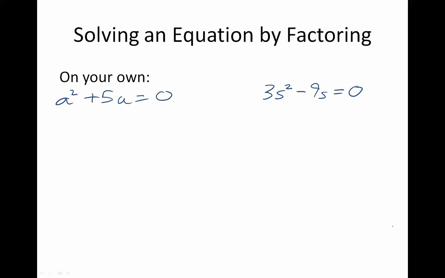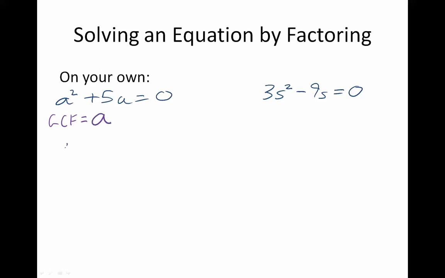All right, so here's the problems that I had you doing on your own. Let's go ahead and do them together here. a squared plus 5a equals 0. Let's find the greatest common factor. I'm going to factor out, there's no number here, so that's fine. What can we factor out between a squared and a?